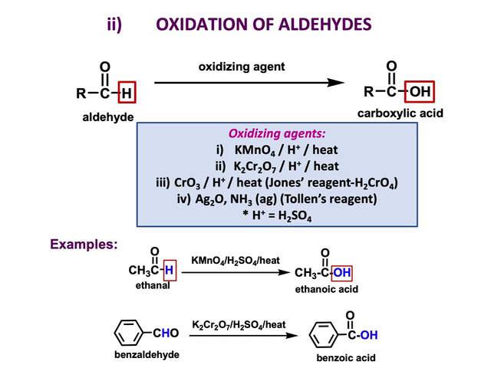Number 2, by oxidation of aldehyde. From aldehyde, this is the general equation, using several oxidizing agents to produce carboxylic acid. Oxidizing agent means that you use an agent which has more oxygen in the reagent, so it replaces the hydrogen proton from the aldehyde to become carboxylic acid. Here are some examples. You can study them, and please make sure you understand the general equation of the oxidation of aldehyde to produce carboxylic acid.